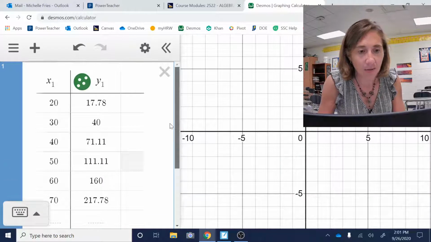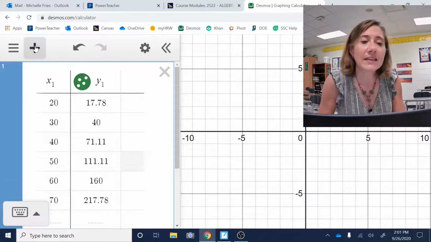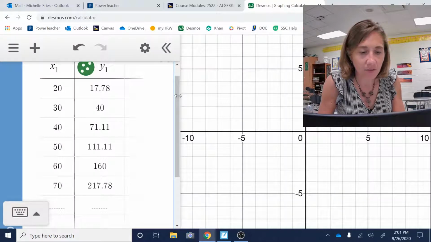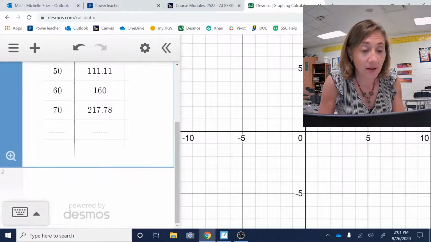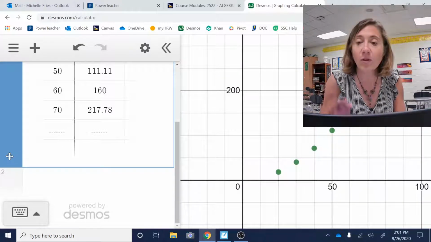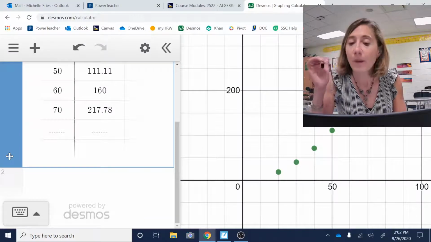I have it entered in a table on Desmos. What I did to get that table is I went up to this plus sign where it says add, and I chose table. So that's how you'll do that. Then there's this little magnifying glass, and it says zoom fit. If I click that, it will show in my graph where my points are.